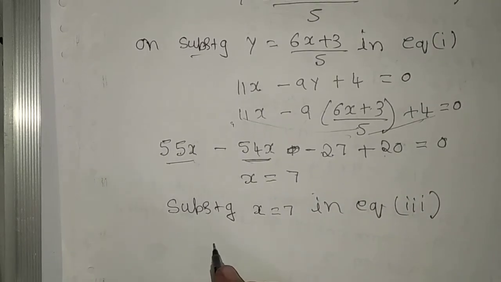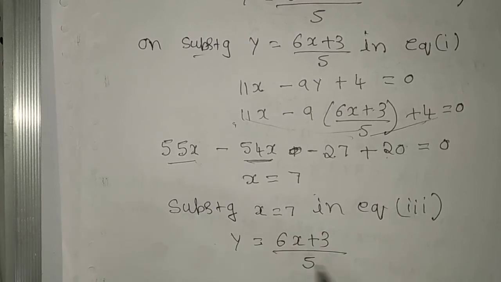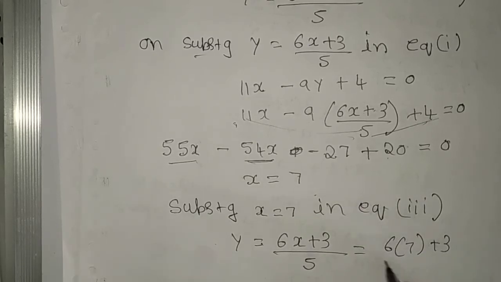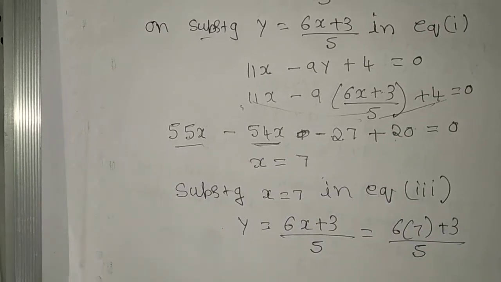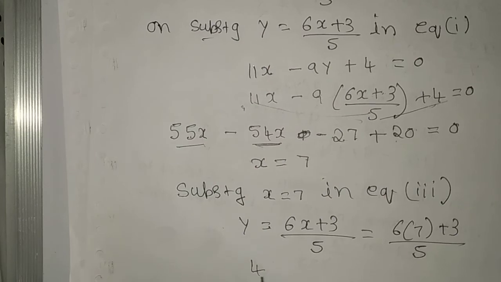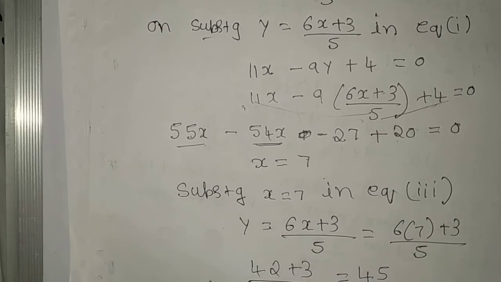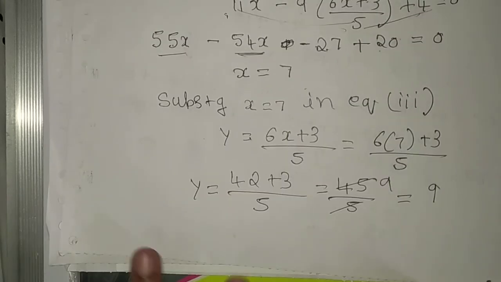Which is equation 3 here? That is y is equal to 6x plus 3 by 5. So 6x is 7 plus 3 by 5. So 6 into 7 will become how much? 42. 42 plus 3 by 5, which is equal to 45 by 5. Y is equal to 5 nines are 45. Therefore, we are getting 9.